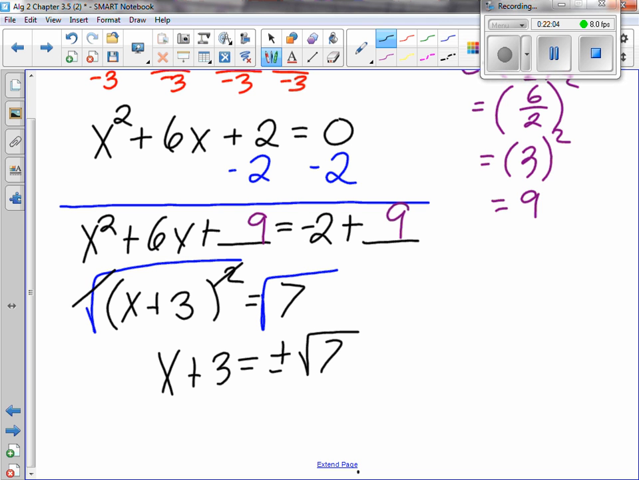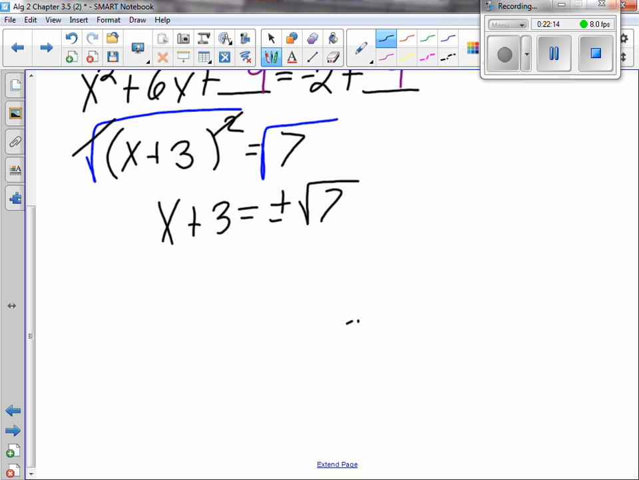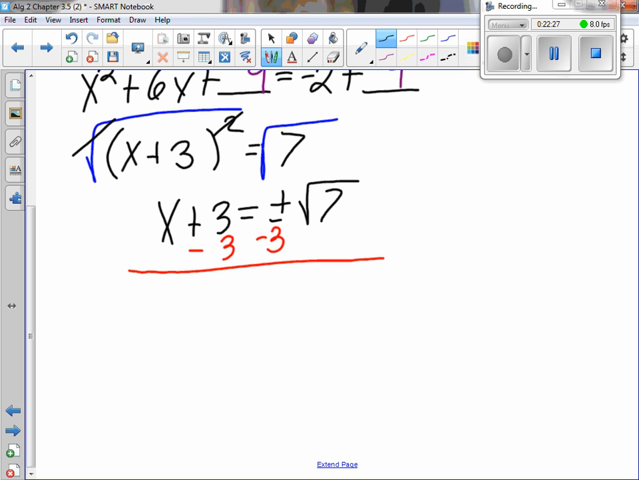Now 7 is a prime number, yes? The only factors of 7 are 1 and 7. So it is prime, and we can't simplify it. There's no way to simplify it. Now the last thing we need to do is subtract 3 from both sides. So x is equal to negative 3 plus or minus the square root of 7.